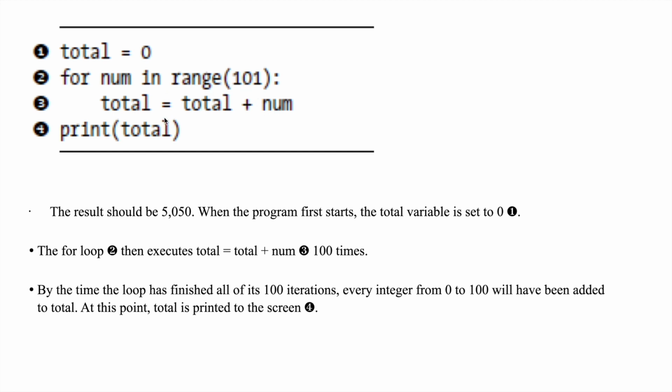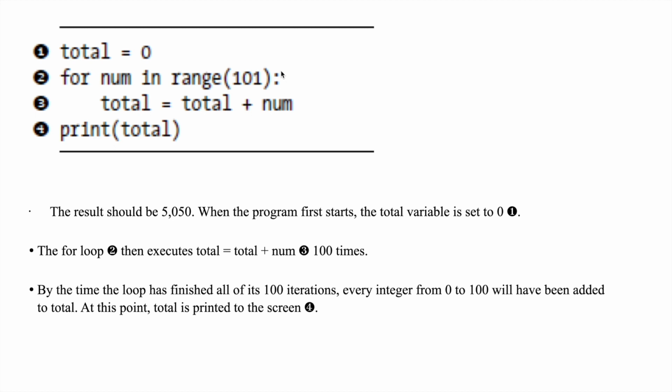0 plus 1 will be 1. Again it will repeat. How many times will this for loop repeat? The for loop will repeat 101 times. 0 plus 1 is 1, 1 plus 2 is 3, 3 plus 4 is 7. Like that it goes on repeating the for loop 101 times.